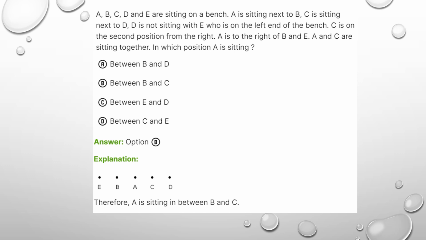Now what is the next clue given here? A is to the right of B and E. Yes, with this you can say that from E the right side is B and from B the right side is A. Now A and C are sitting together. In which position is A sitting? Yes, you can see here it is in between B and C. So when you place B and C in this direction, it is easy for you to identify and solve your problem.